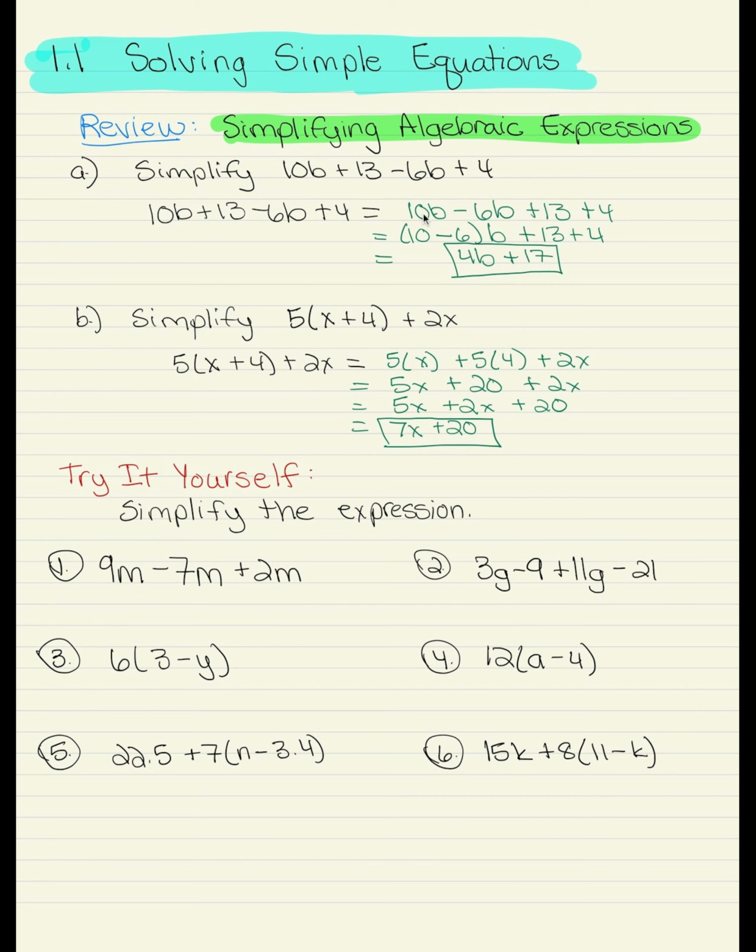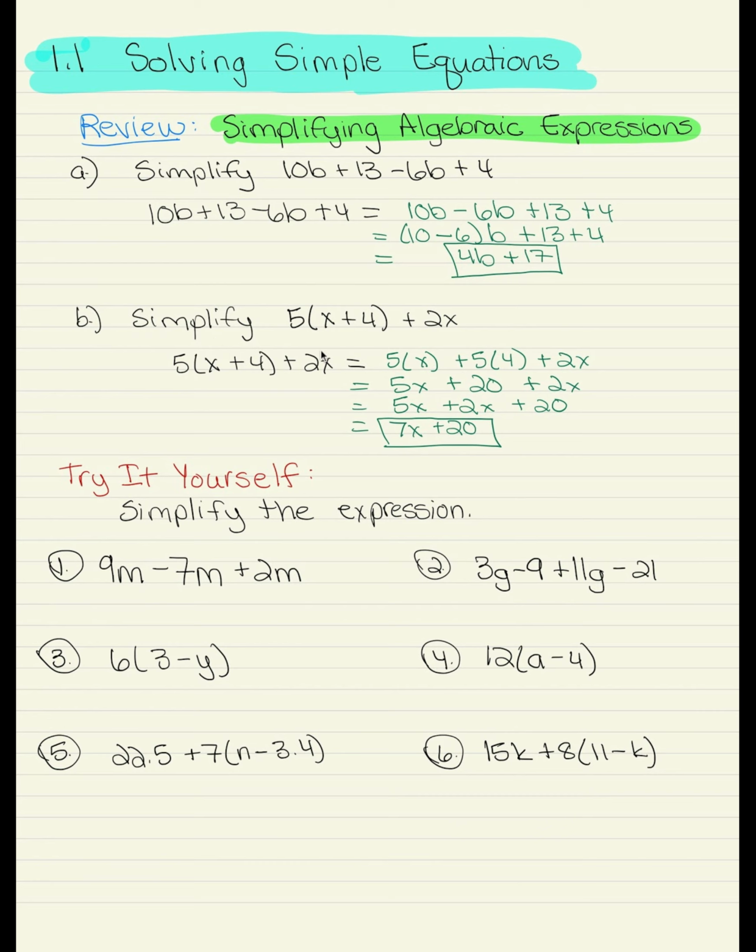And what we want to do is combine our like terms. So 10b and negative 6b would be our like terms. So 10 minus 6 is 4. So we're going to get 4b, and then 13 plus 4 is going to give us 17. So our final answer is 4b plus 17.